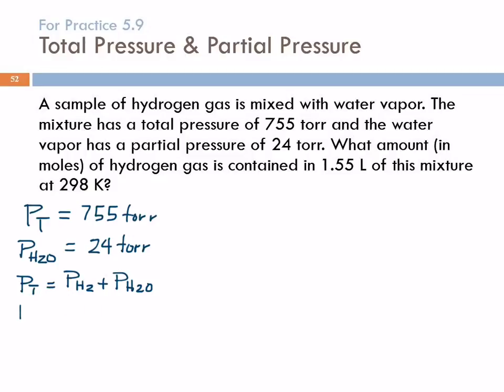And this is one of those things where the calculation is so easy that people lose their minds and can't do it. It's just the total pressure minus the pressure of the water. So it's 755 minus 24. So 731 torr. I did the math in my head. I don't recommend that you do that on an exam, though. You'd be surprised even on labs how many times people subtract and get it wrong. So this is the pressure of just the hydrogen gas.